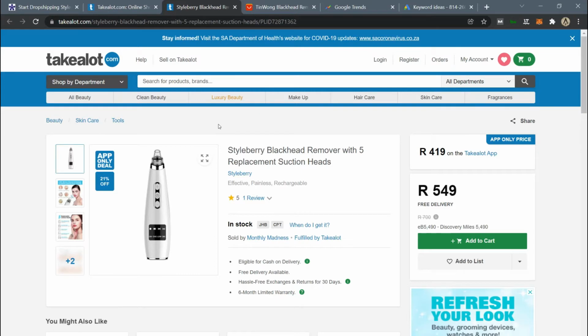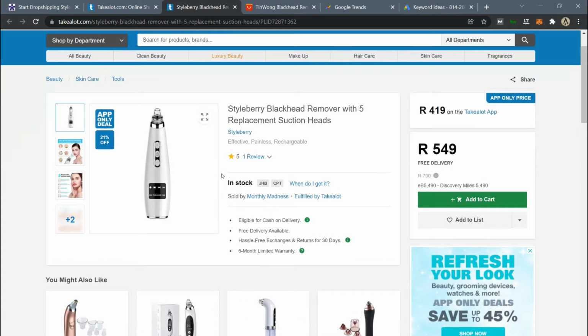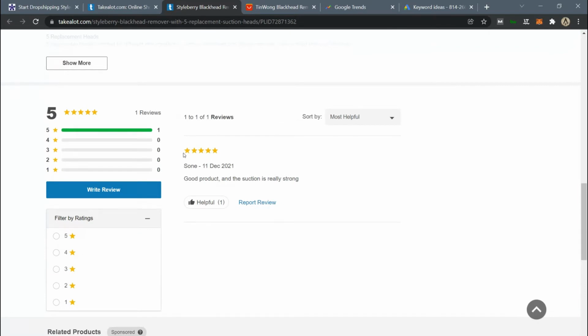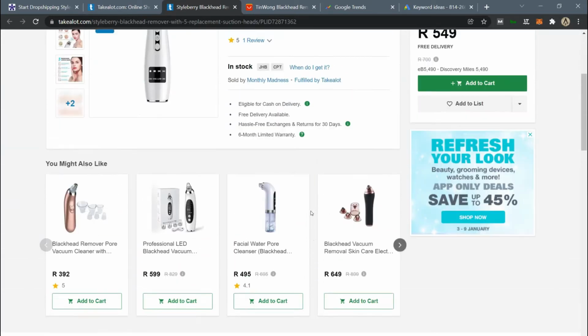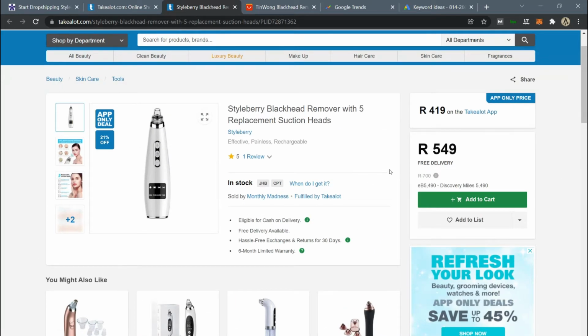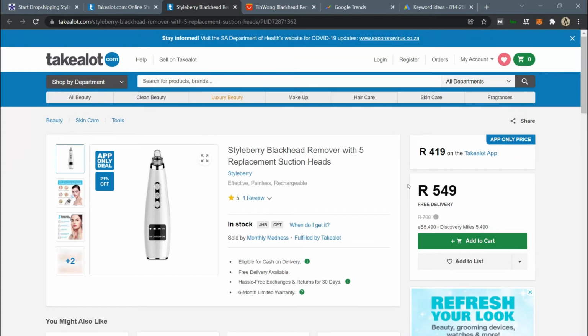Now the first thing we can find out here is the reviews. There's only 1 reviewer. It's not going to help us quite a lot, but at least this review has 5 stars. This review from Sunay says good product and the suction is really strong. So that alone should tell you, well, okay, it's not a product that struggles to work, it actually works.